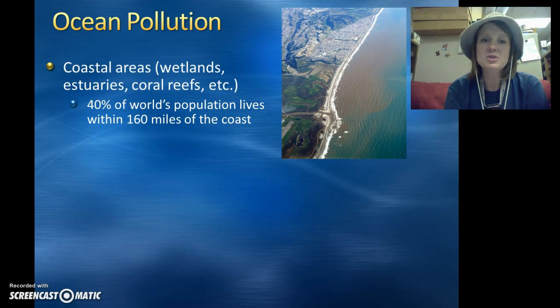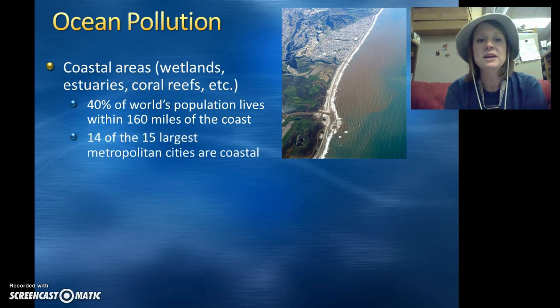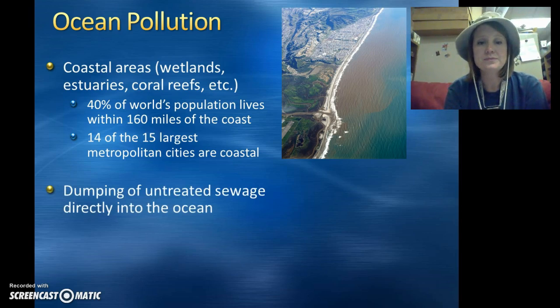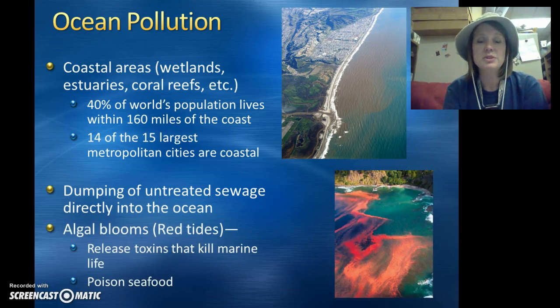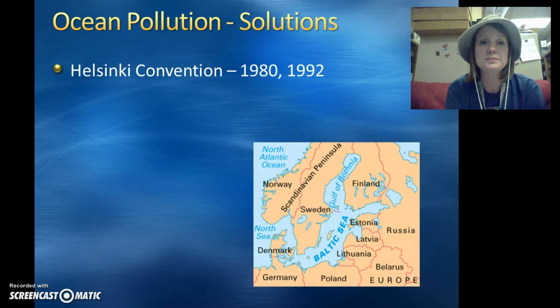And part of that's because 40% of the world's population lives very close to the coastline, within 160 miles. And 14 of our 15 largest metropolitan cities worldwide are on the coast. If untreated sewage is dumped directly into the ocean, that can lead to algae blooms, which are also called red tides. You can see this particular type of algae is red in color. And just like eutrophication in freshwater, we see the lowered levels of dissolved oxygen. Certain types of algae also release toxins that can poison seafood.